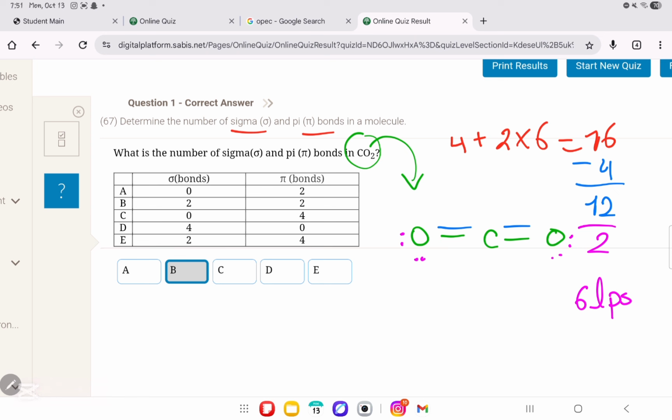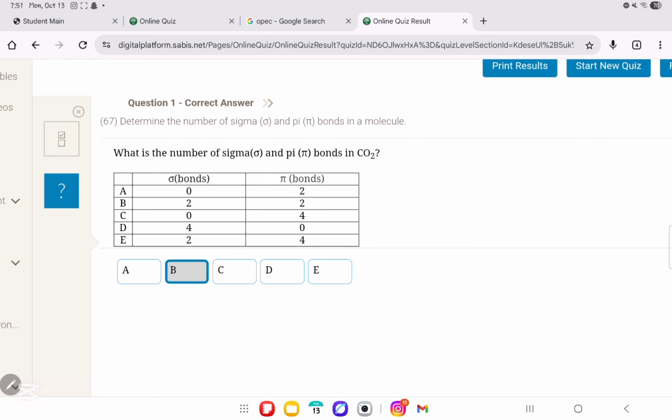So now, what are they asking us? They're asking us for the number of sigma and pi bonds. We know if it's a double bond, the bottom one is a sigma bond. The top one is a pi bond. Same here. That means we have 2 pi and 2 sigma bonds. We move on to question number 2.